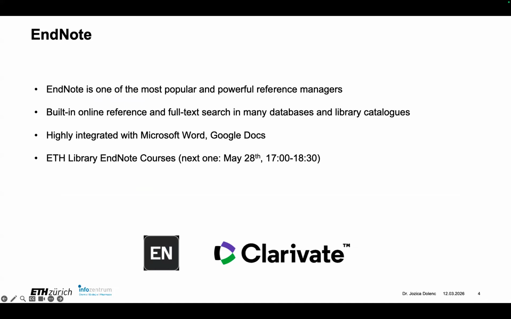And why am I talking about EndNote when there is Zotero, which is freely available? The reason is that EndNote is one of the extremely powerful and popular reference managers that really, really many big research groups are still using, and it is available at ETH Zurich. It has a built-in online reference and full-text search. It comes from Clarivate company, and you may know that Web of Science is also from Clarivate, so it's very well integrated with Web of Science as well as with Microsoft Word and Google Docs. So if you are working with Google Docs, one can in principle also use the EndNote via an app that one needs to install there.